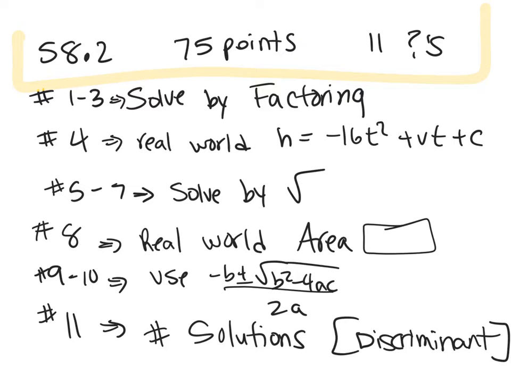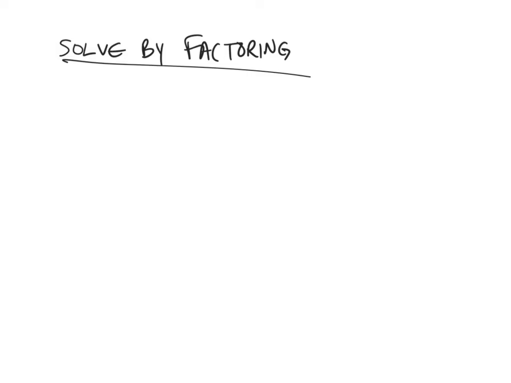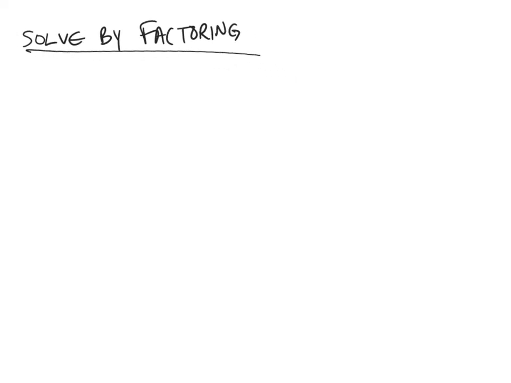Let's start with the first one, solving by factoring. When you're asked to solve by factoring, you have to remember that you are looking to find how to factor the quadratic trinomial so that then you can set it equal to 0. The steps, when you're solving by factoring, with all of these quadratics, you should always set the quadratic trinomial equal to 0 first.